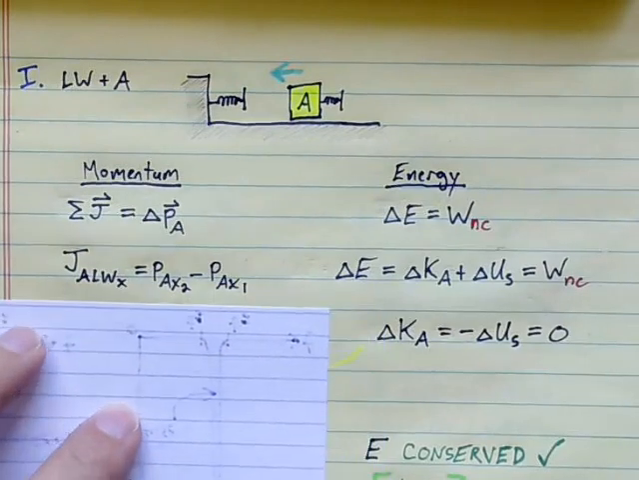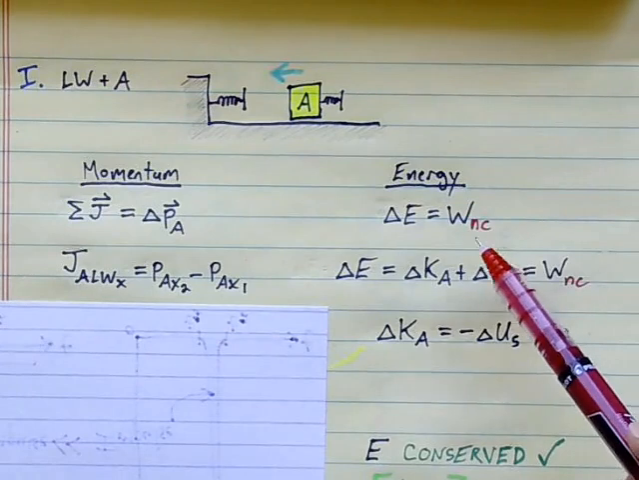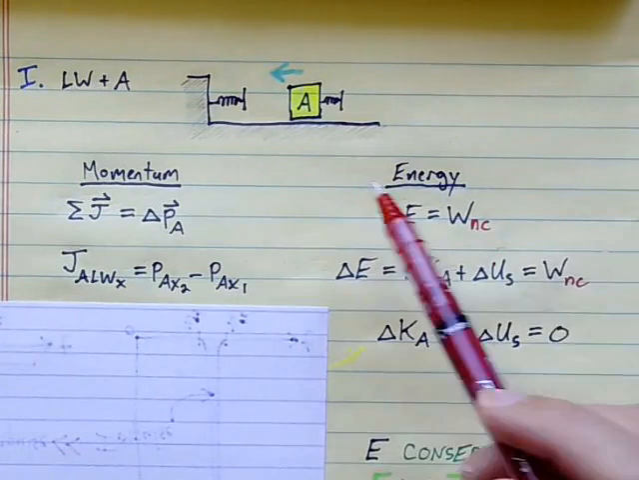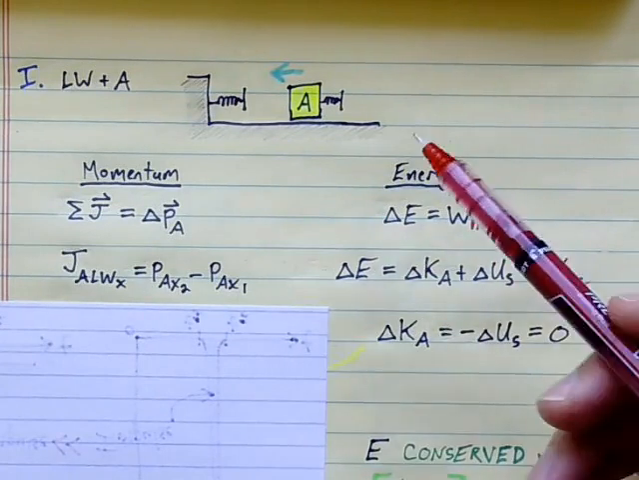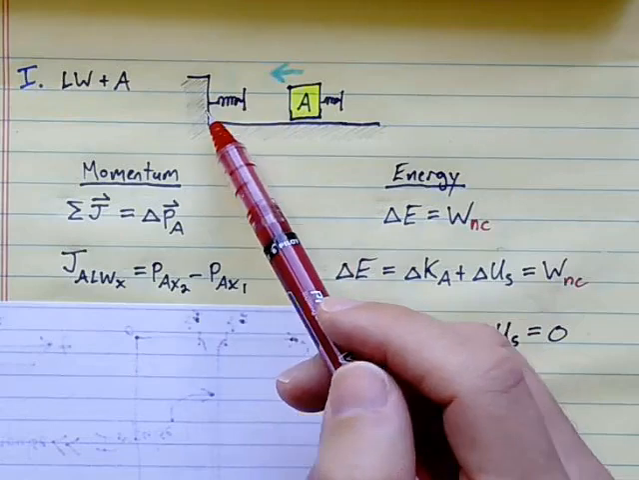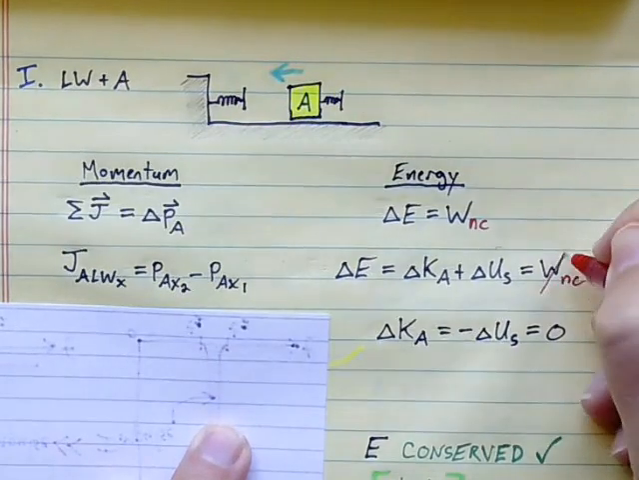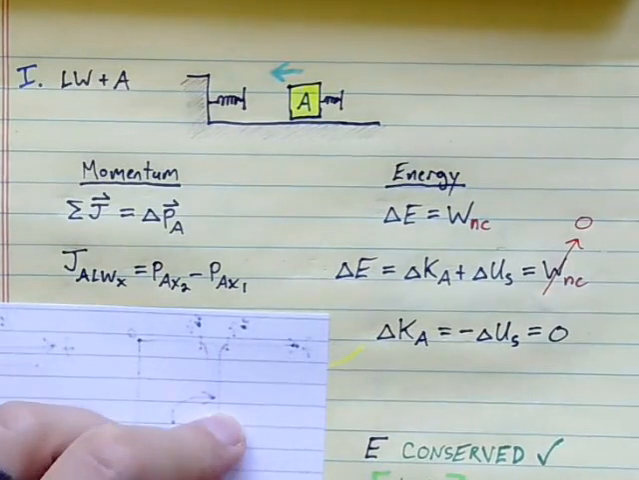Over to energy for a moment here. The change in energy of box A, it's the only moving thing in our system, is due to the work done by non-conservative forces on it. And this elastic force, this spring force exerted by the wall, is of course a conservative force. So there is no work done by non-conservative forces here during our brief collision, during which friction doesn't have time to act.